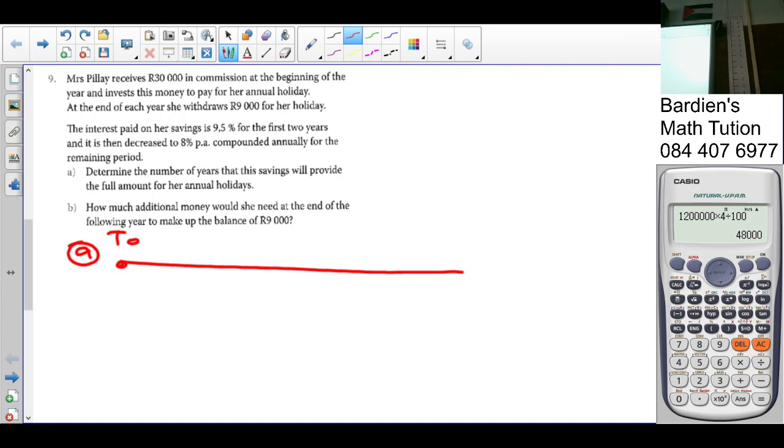So at T0, she deposits 30,000 Rand. At T1, she withdraws 9,000 Rand. At T2, she withdraws 9,000 Rand again. T3, again 9,000 Rand. T4, 9,000 Rand. So that already gives you 9, 18, 27, 36. So there's already 36,000 she's withdrawing.